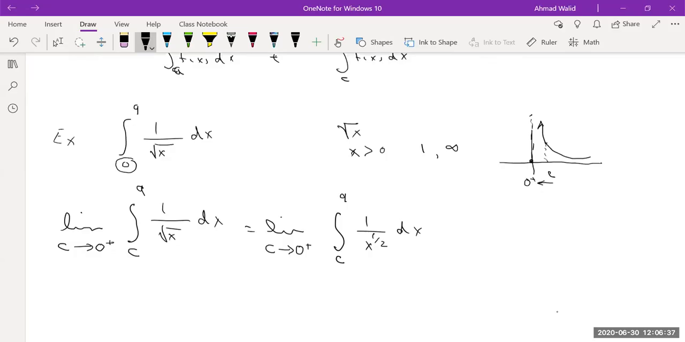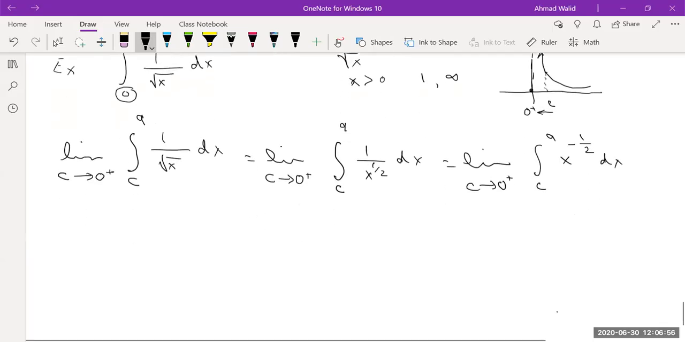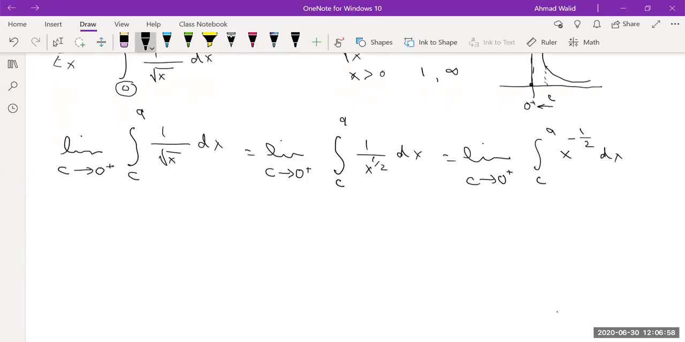Now move the limit, c is approaching 0 from the right, integral from c to 9. Here you can write x to the power of -1/2 dx. Now you know how to find the integral of x to the power of -1/2. You add 1 to the exponent, divide by the new exponent, that's your integral.